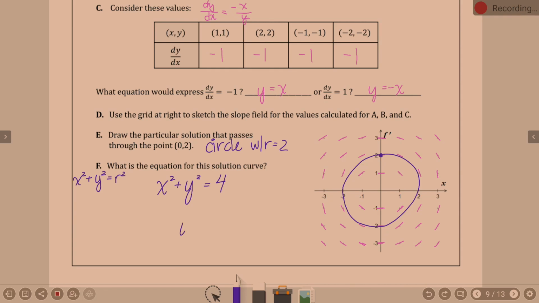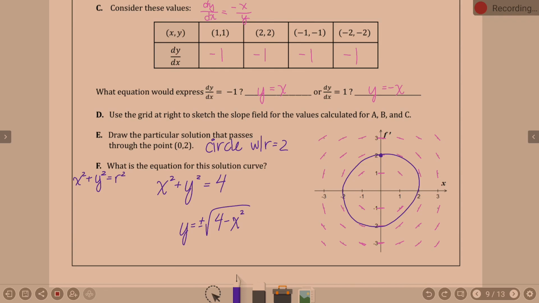The square root of 4 minus x squared, and what can you not forget? Plus or minus. Remember, the plus gives you the top half of the circle. The negative gives you the bottom half of the circle.